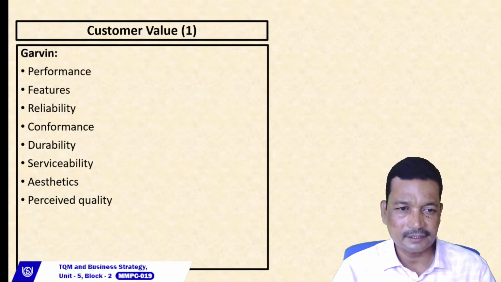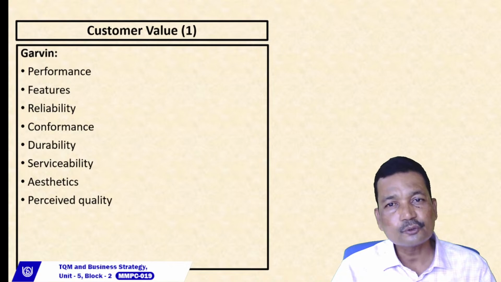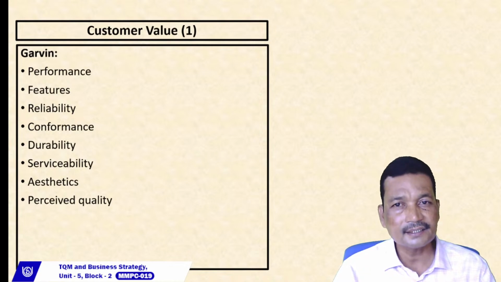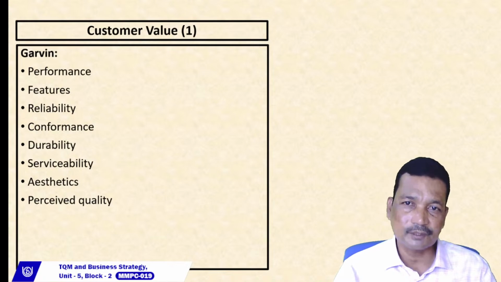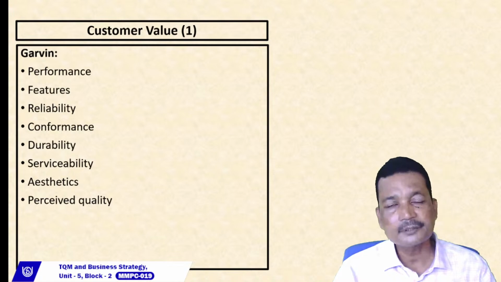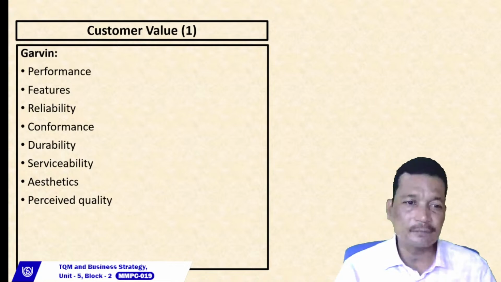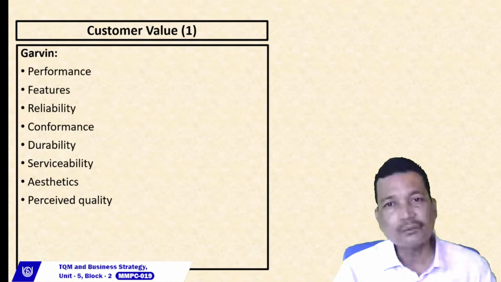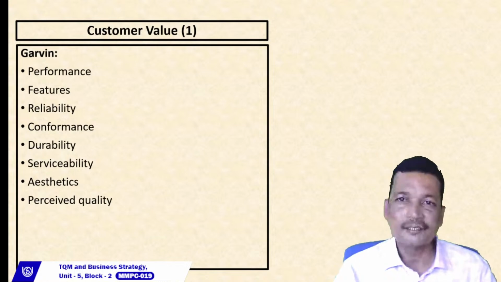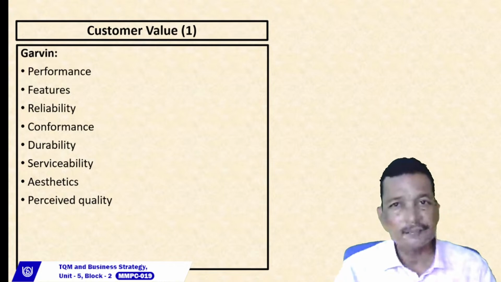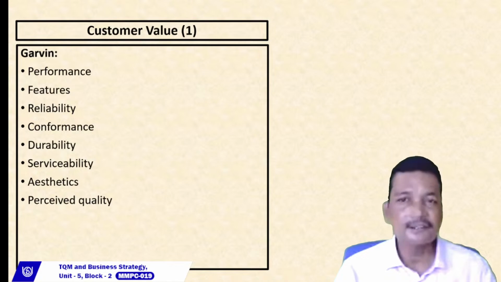Another thing is serviceability. The item should be produced or designed in such a way that it will allow for easy service, or availability of spare parts or service personnel or service points will be easy to locate or find, and we get a very speedy service. The faster the service we can maintain, the better is the customer value.